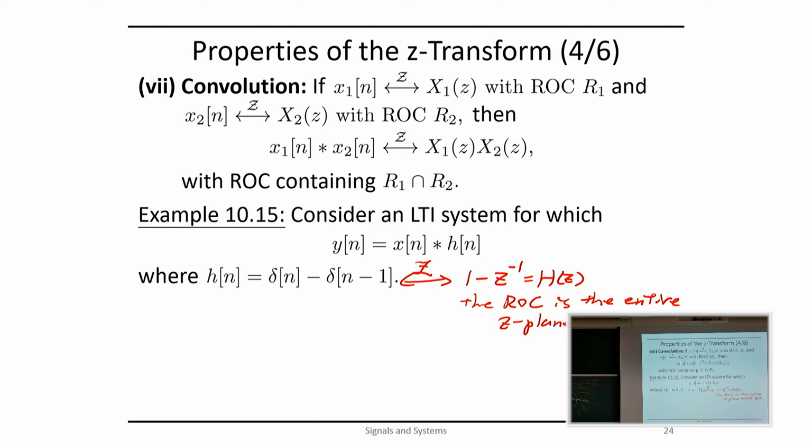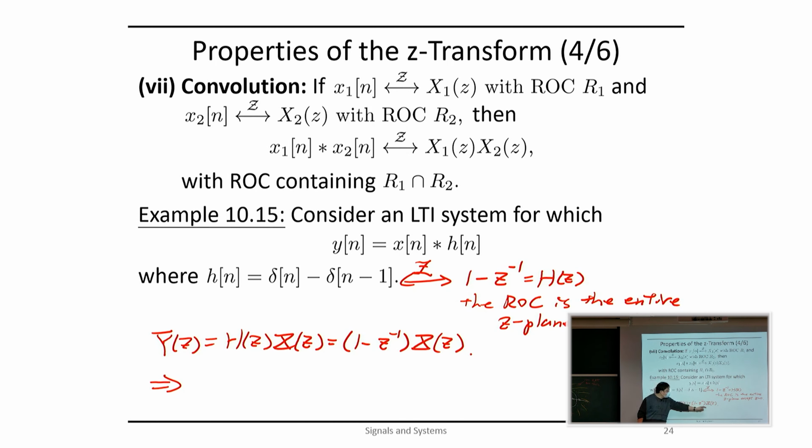So by the convolution property, the z transform of the output Y(z) should be H(z) times X(z), and this is just 1 minus z inverse times X(z). And then you can take the inverse z transform. So you basically have X(z), which translates back to the original signal x[n].